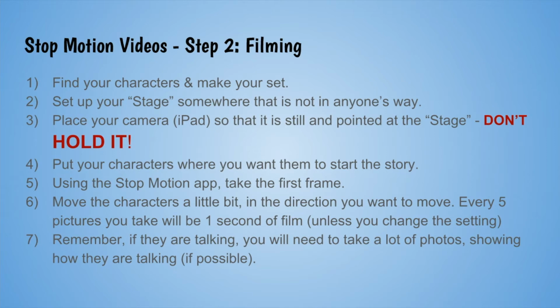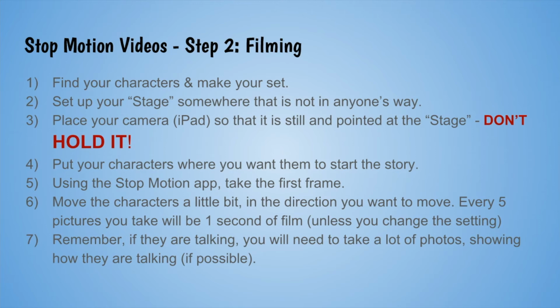One thing that children tend to do is to hold it, and then that creates a very shaky video when they can't hold it exactly in the same place. We've used chairs, books, all sorts of things, but a tripod would be good, or making some sort of DIY iPad stand. The children need to put their characters at the beginning on the sets where they want them to be. Then, using the stop motion app, they'll take their first frame. Then they move the characters a very, very little bit, take the second frame.